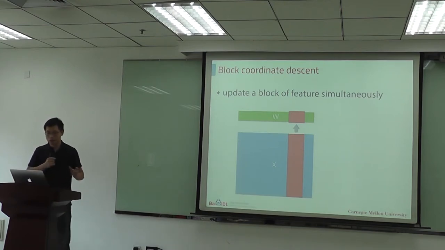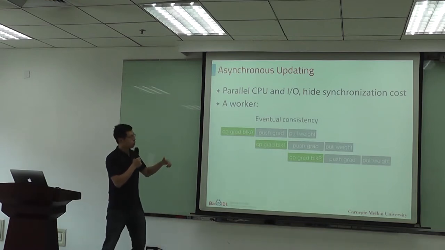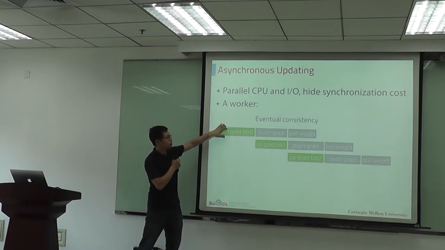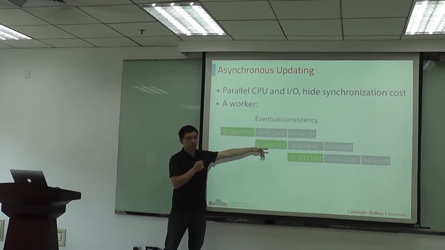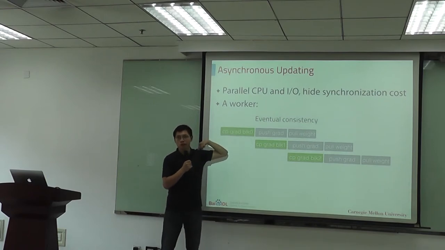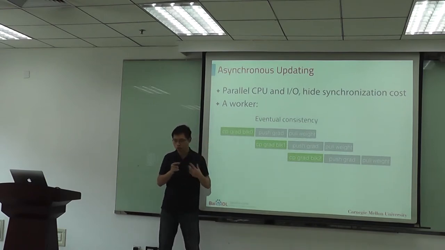This algorithm is really good if you have some data inconsistency. So here's the example. If we run it asynchronously, what you can do is that we first compute the gradient for block zero and update the weight. Next time, you start block one without waiting for the value to come back. That is, you have some data that is not consistent.